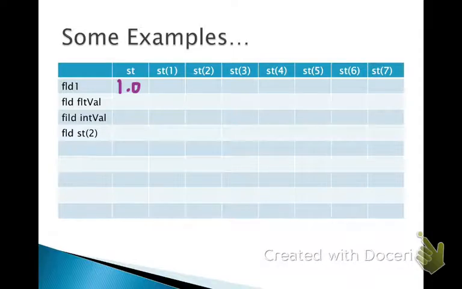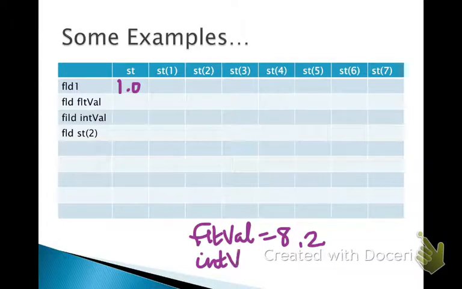Let's say we also want to load a floating point value and an integer value. Let's just say float val equals 8.2 and int val equals 5. Oh, we'll just do something interesting like that.